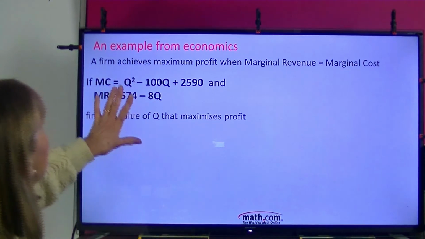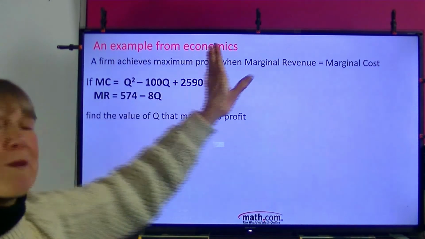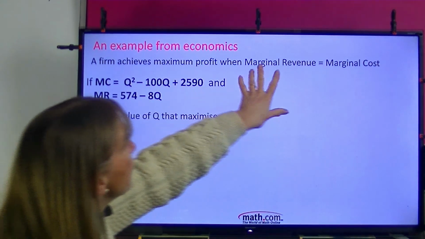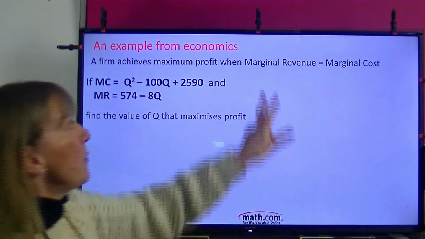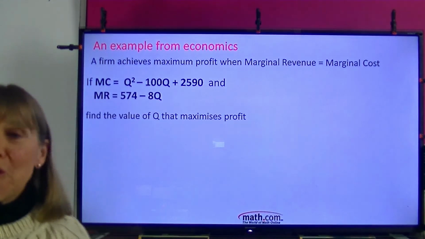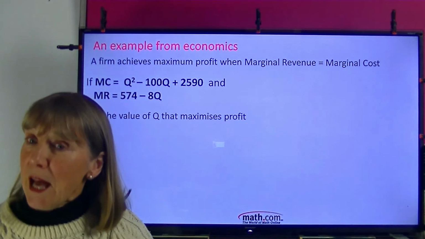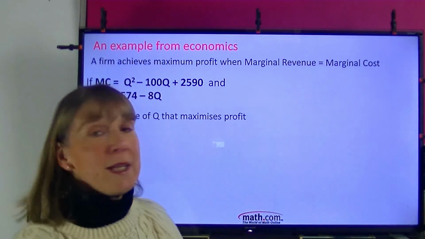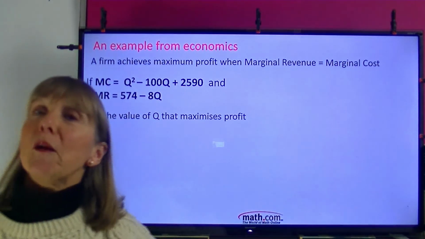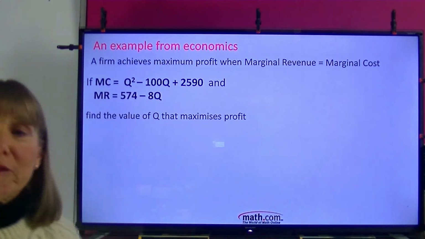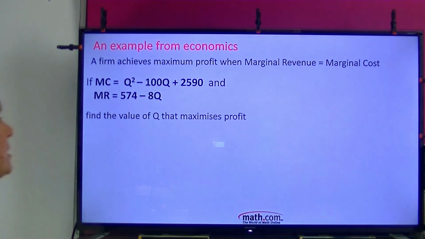So look, here we are reminded that maximum profit can sometimes be found when marginal revenue equals marginal cost. So here's marginal cost, here's marginal revenue, and so we want to set them equal and then solve it. But in the process of solving that, we will see that we're going to get a quadratic equation.